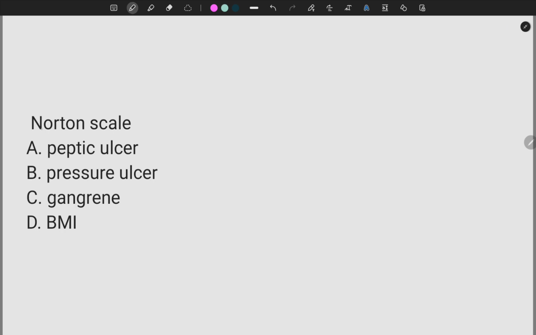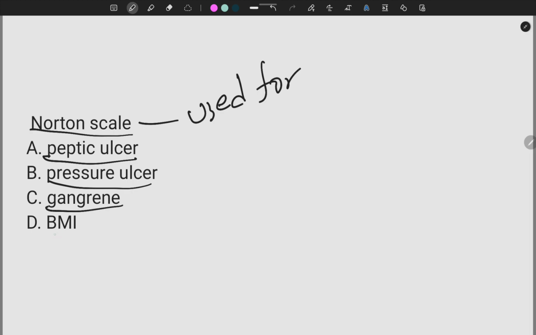The next question is the Norton scale. So what is the Norton scale used for? The options are peptic ulcer, pressure ulcer, gangrene, body mass index. So what is the right answer? Option B, pressure ulcer. The Norton scale is used for assessing the risk of pressure ulcer. So this is the right answer, pressure ulcer.